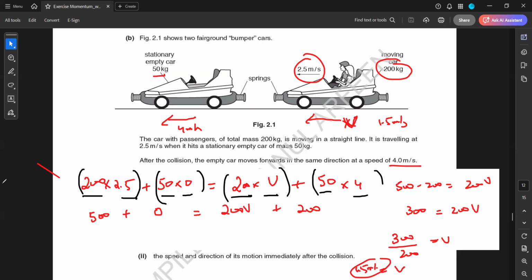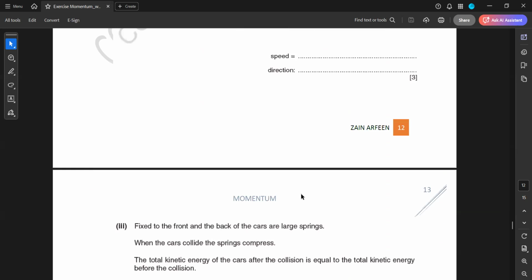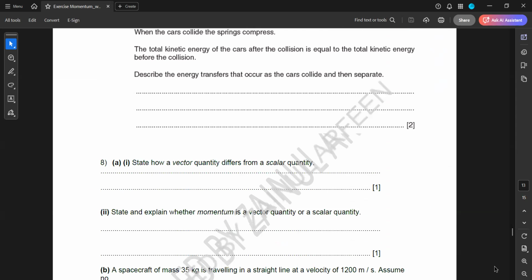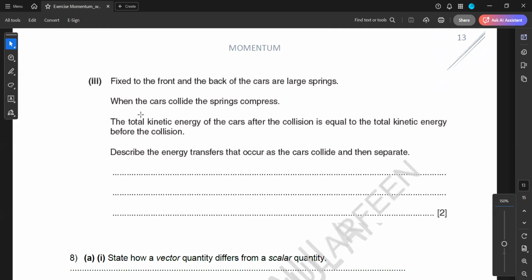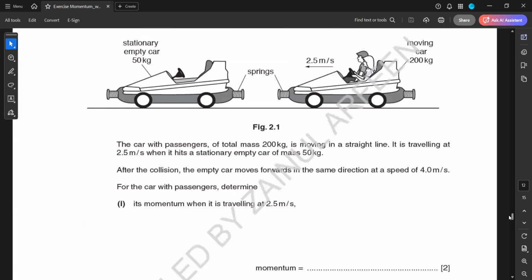So the direction will be the same as the original, or you can also say it's moving towards the left-hand side. Then they ask: fixed to the front and the back end of a car are large springs. When the cars collide, the springs compress. The total energy of the cars after collision is equal to the total energy before. Describe the energy transfer. So what energy transfer will take place?